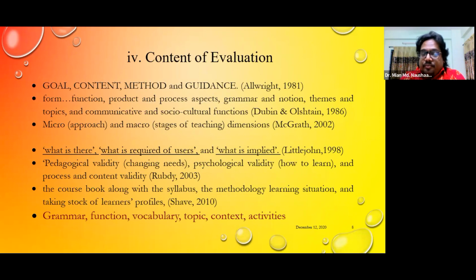Dubin and Olshtain, sorry, not Albright, talk about evaluating the combination of form and function. I mean language form, which is grammar, and function, or the product or process aspects assumed in a particular book: grammar or notion, themes or topic, communicative or socio-cultural functions. Whether all these aspects are present in a particular course book.